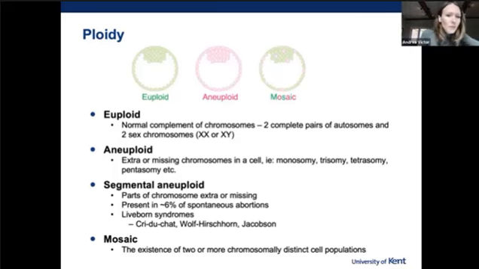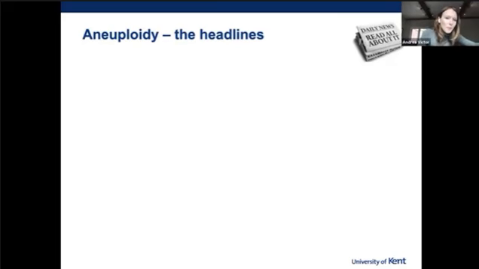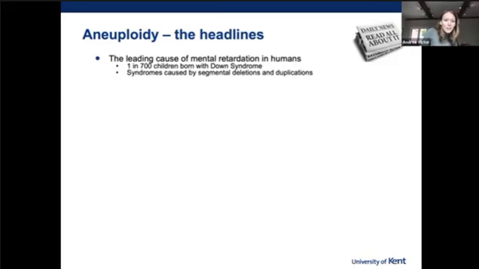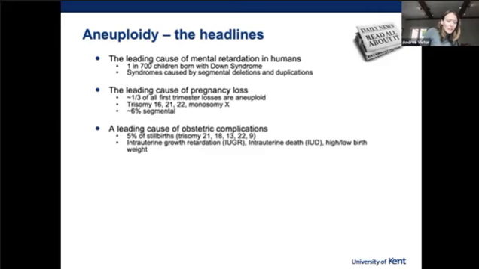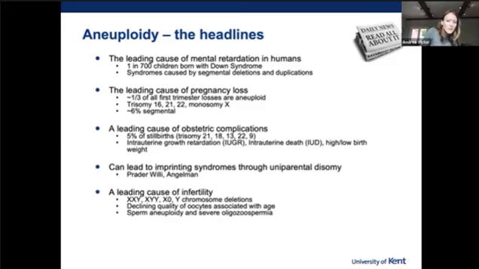So aneuploidy, the headlines: it's the leading cause of mental retardation in humans. It's the leading cause of pregnancy loss, a leading cause of obstetric complications like IUGR. It can lead to imprinting syndromes through UPD. It's a leading cause of infertility, and a leading cause of repeated IVF failure.